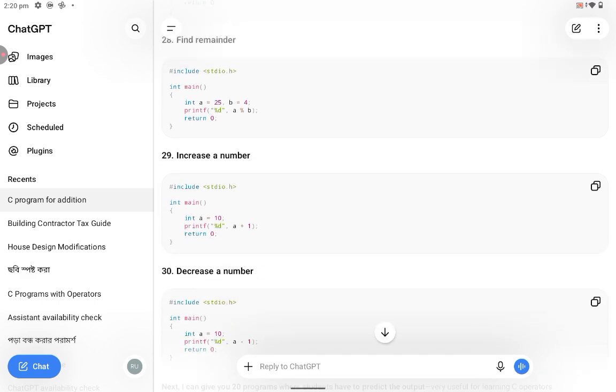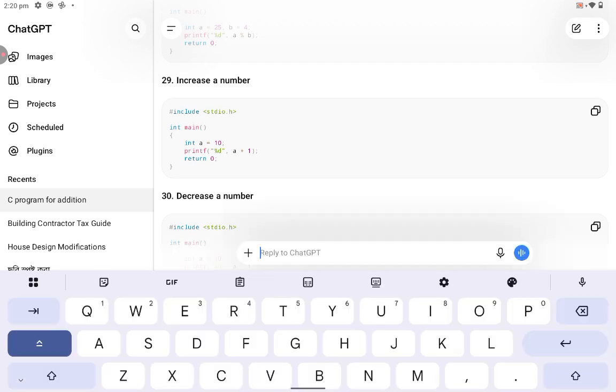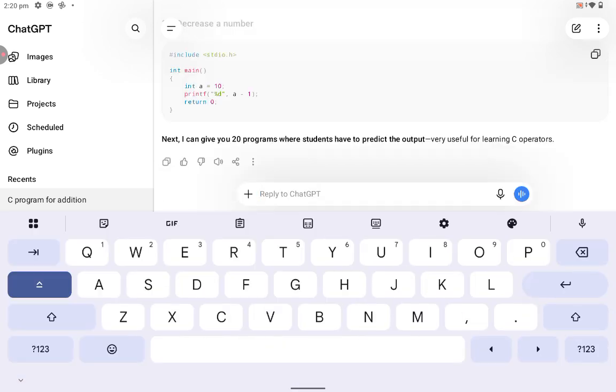Increase a number, so increase number by 1. So a equal to 10 is a variable which is having a value 10. So if you want to increase, you use a plus operator, a plus 1, it will increase by 1. If you write a plus 2, it will increase by 2. Decrease, again a minus 1 or a minus 2. It depends on your intention. What will be the decreasing rate?